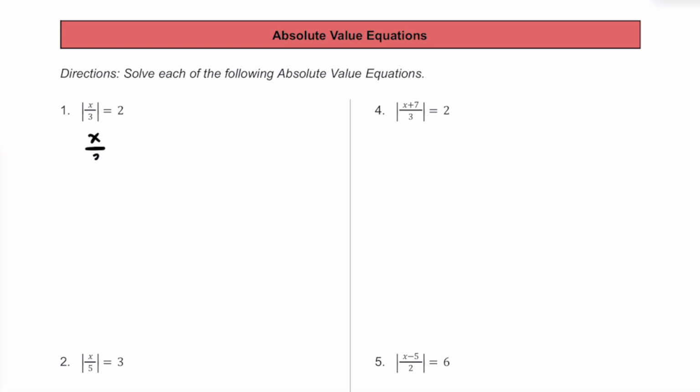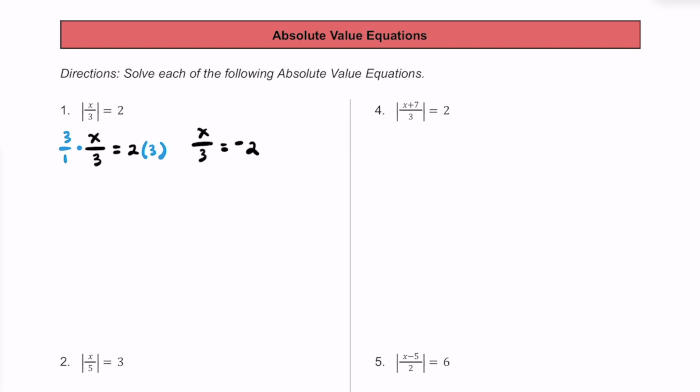Either this x over 3 would be equal to 2, or we could say that this x over 3 would have to be equal to negative 2. So if either of these things were true, then we would get solutions for this equation. So for the equation to the left, let's go ahead and get x alone and get a coefficient of 1. We can do that by multiplying both sides by 3.